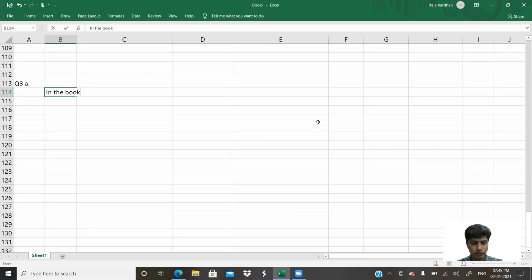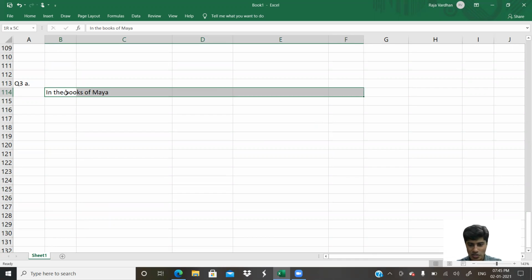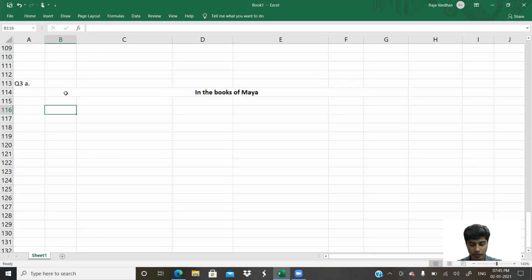In the books of Maya, we don't know whether male or female, so I'll just leave it there. In the books of Maya, this much would be sufficient. What exactly are we required to do? We are required to prepare consignment account.